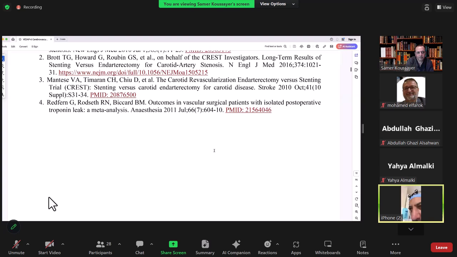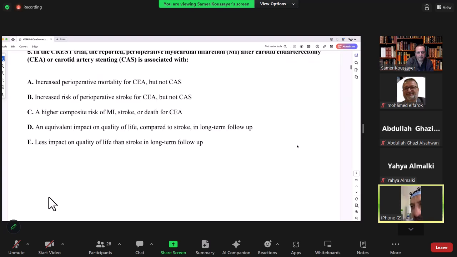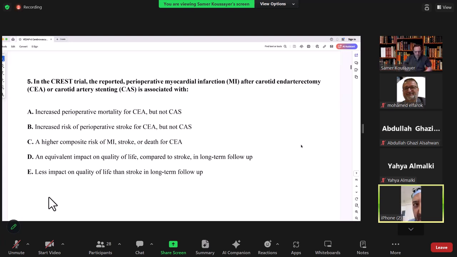So carotid stenting, like you said, can cause more strokes versus surgery, and they say surgery causes more MI. That's what CREST is really about, CREST 1 and CREST 2. The fellows need to know this for the exam. With TCAR now, they say it has the same rates of MI, or actually less MI, and the same rates of stroke as surgery.